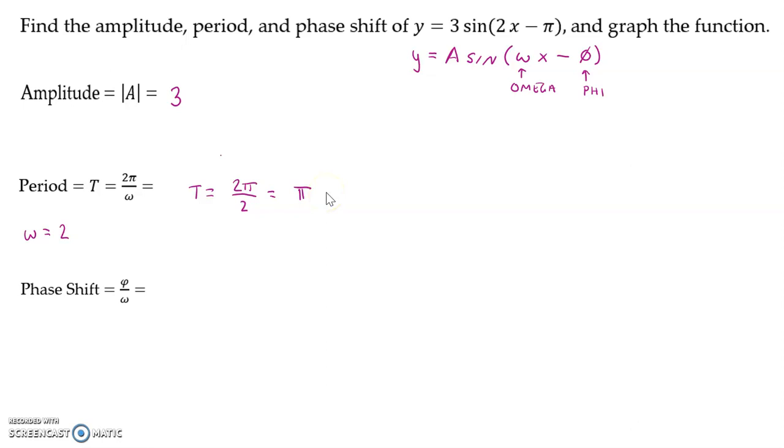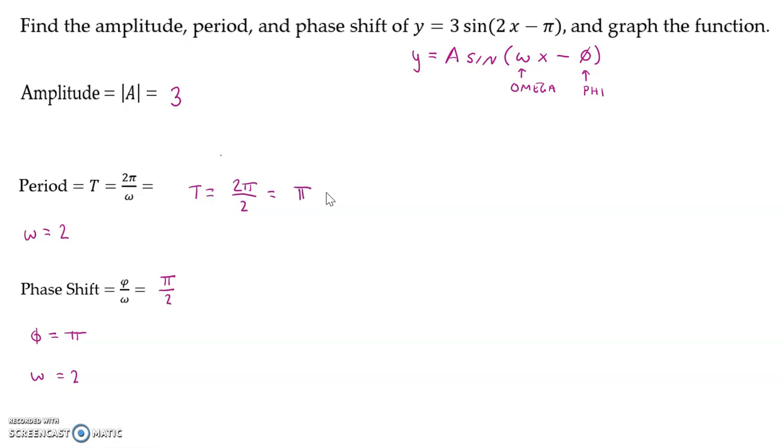And when we come down to do our phase shift, our formula for phase shift is going to be our phi value on top, omega on the bottom. So let's go ahead and make some notations here based off the problem we have. Phi in this problem is pi. And remember that we had our omega value as 2. So let's plug these numbers in. Our phase shift is going to be pi over 2.